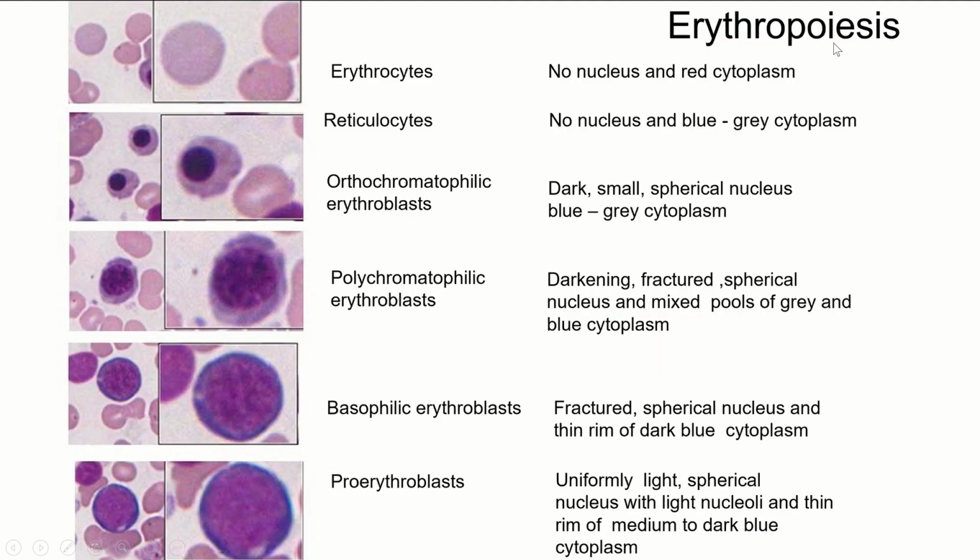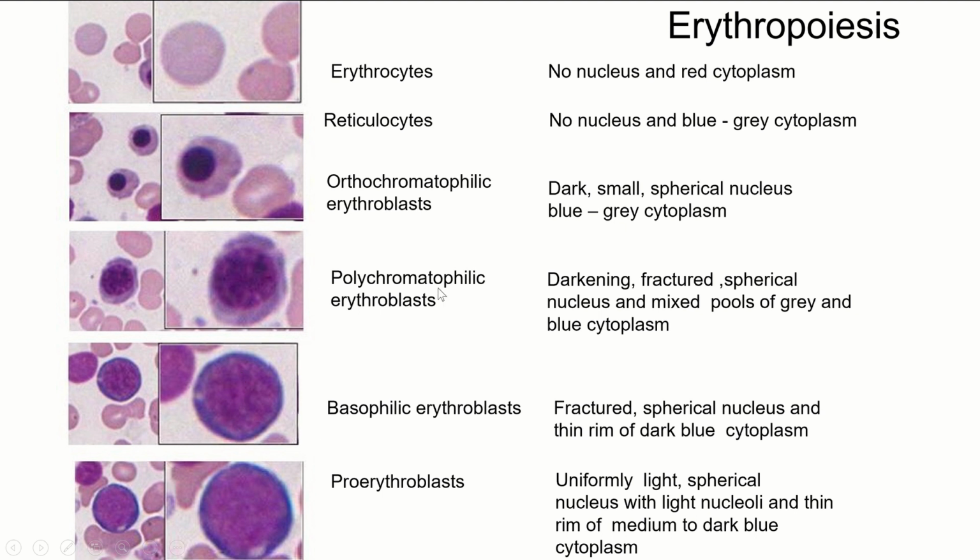So this is talking about erythropoiesis, specifically, just to go over some of the naming conventions. We've got the pro-erythroblasts, and these are the most generic looking ones. You can't really tell what it's going to be. The nucleus is huge. Then we've got basophilic erythroblasts. It looks pretty much the same, it's just the nucleus is a little bit fractured. It's starting to break down a little bit, and the cytoplasm looks the same.